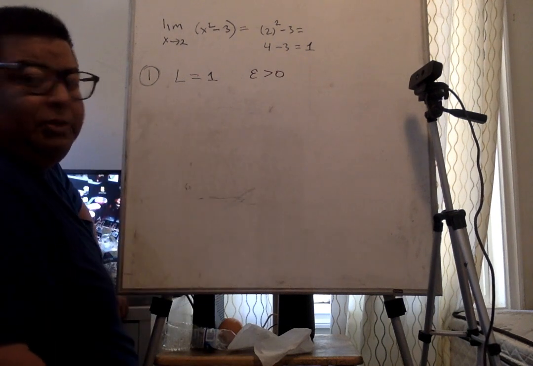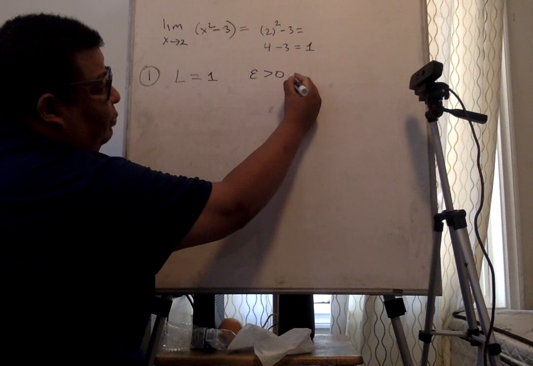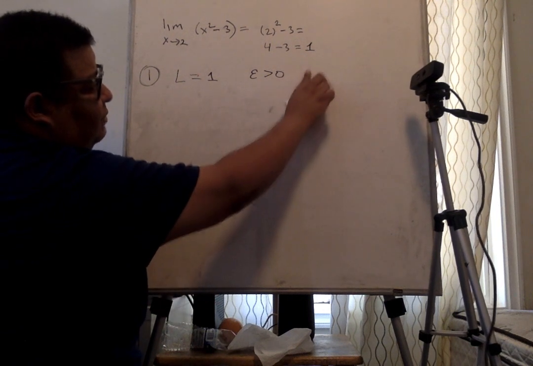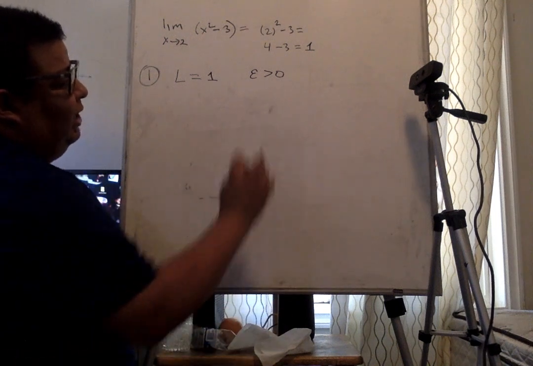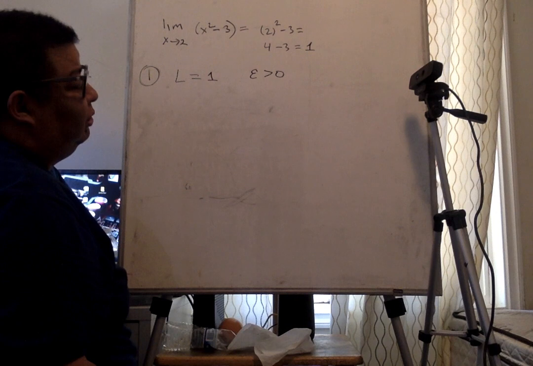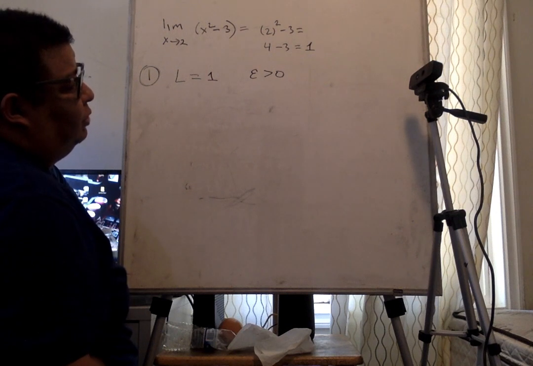Always let epsilon be greater than 0. Sometimes you can put 0.1, it depends if they give it to you in the problem, but today we're just going to say epsilon greater than 0. So it could be any epsilon that is greater than 0. Usually epsilon is a small number, so just let it be. We're not gonna choose 1, we're just gonna choose epsilon in general.